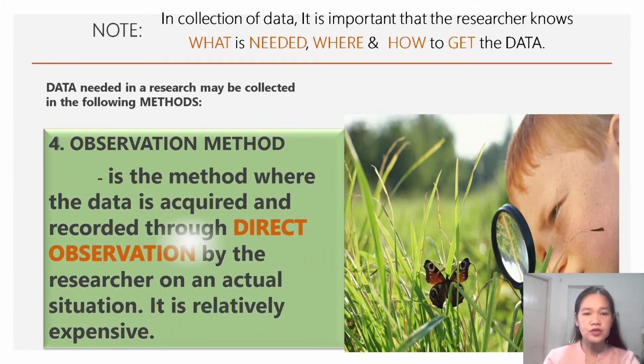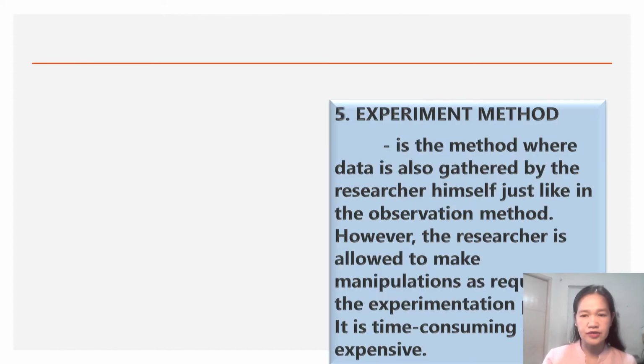We also have what we call the observation method. This is the method where the data is acquired and recorded through direct observation by the researcher on an actual situation. And take note that this type of gathering of information is relatively expensive. So where do you do this? You are actually doing this in your science classes during laboratory experiments.